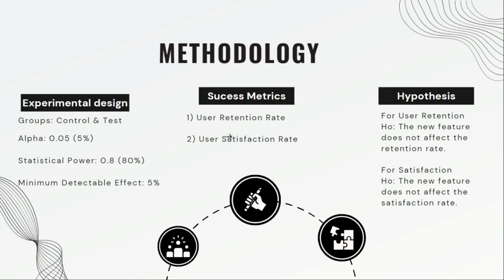The success metrics for this analysis are the user retention rate and the user satisfaction rate. These are the two metrics they intend to target for the sake of this analysis. For the hypothesis, regarding user retention, the null hypothesis states that this new feature does not affect the user retention rate, while for the satisfaction rate, the null hypothesis states that this new feature does not affect the satisfaction rate. We know that the alternative hypothesis will state the opposite. That's why it's not included here in the slide.